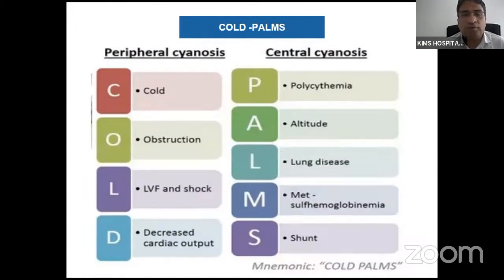So in general, if you remember peripheral cyanosis, there is a very simple mnemonic: cold palm. So cold, obstruction, like I showed, LVF and shock or decreased cardiac output, that will cause peripheral cyanosis. Central cyanosis: polycythemia, P, altitude, lung diseases, meth or sulfhemoglobin, and shunt at the cardiac or the lung level. So these are the differentials.